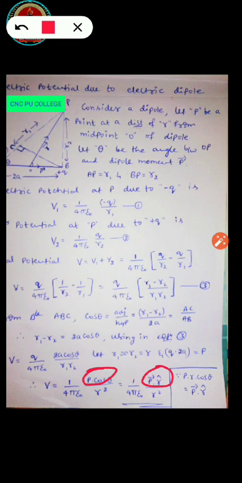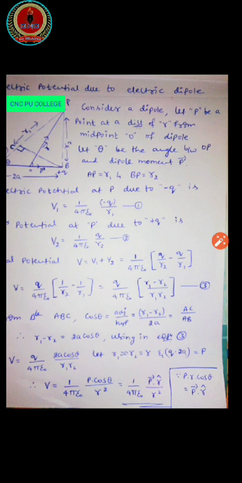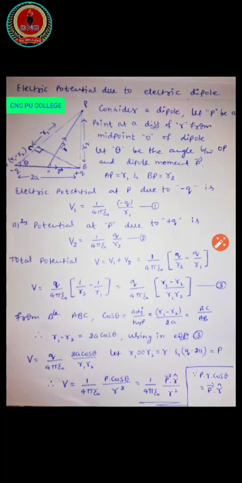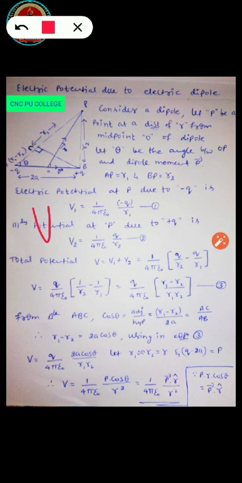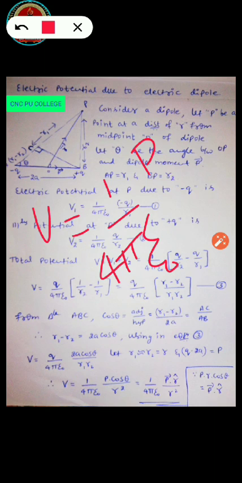So we have the final expression, that is, the potential due to an electric dipole: V is equals to 1 by 4 pi epsilon naught, vector p dot r cap divided by r squared, where p is the dipole moment.